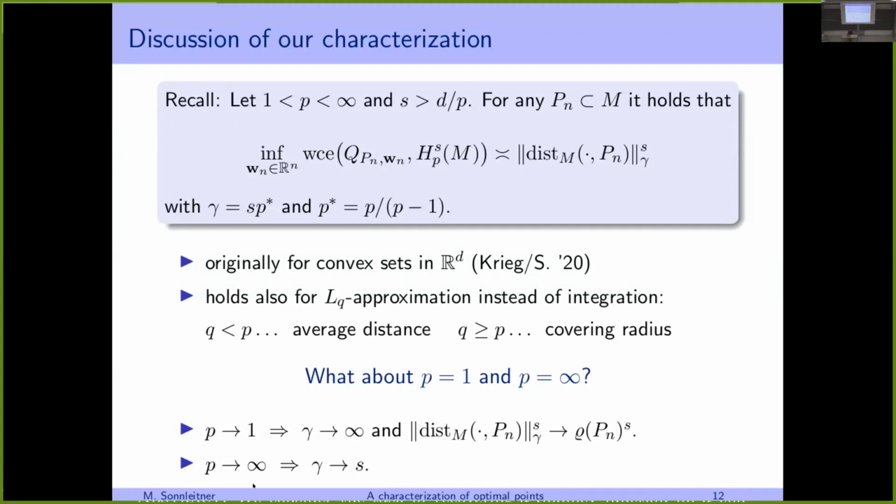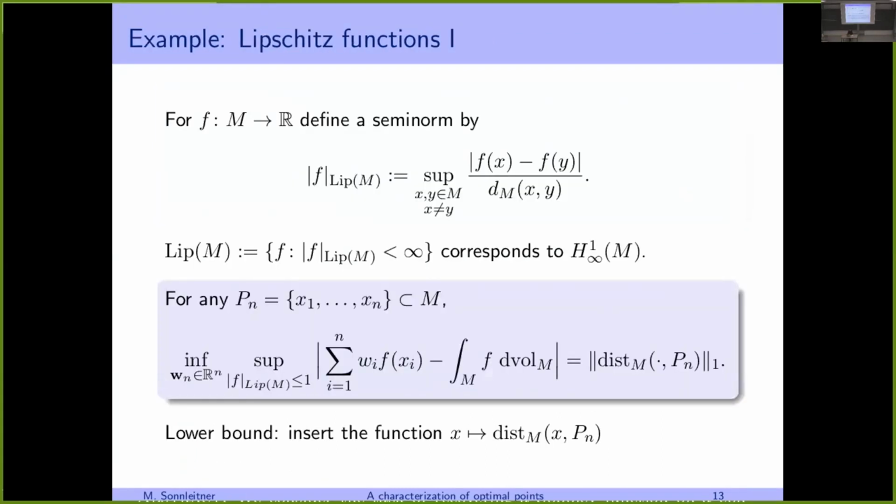And for p tending to infinity, we approach just the L^s norm to the s. Let me give you an example. In this case, I'll be considering Lipschitz functions here. Technically, these are not Sobolev spaces, but they behave in some sense very similar.